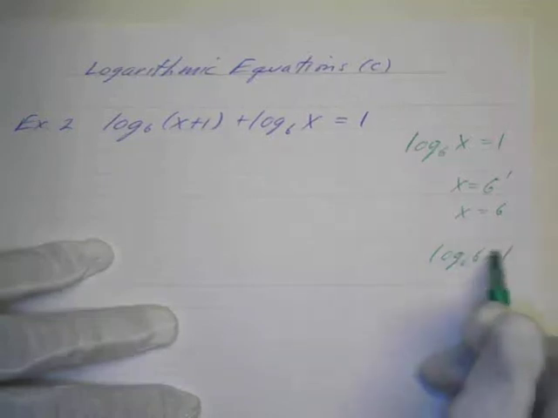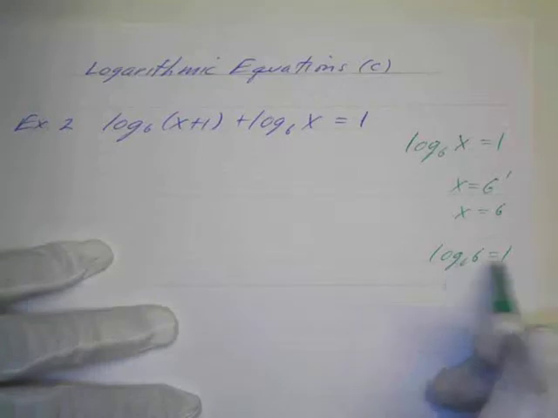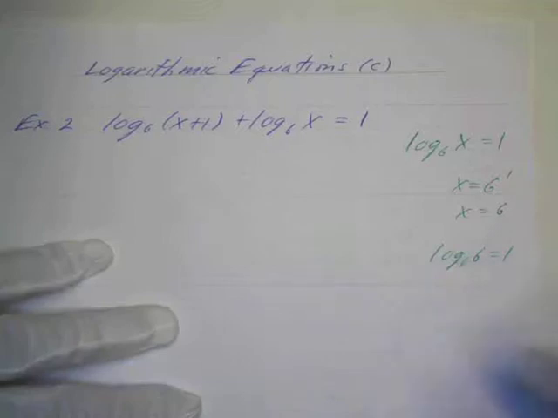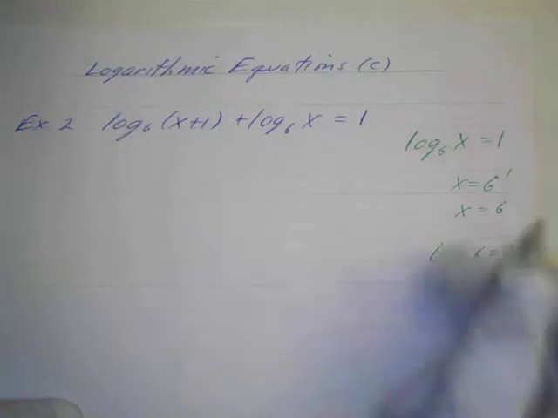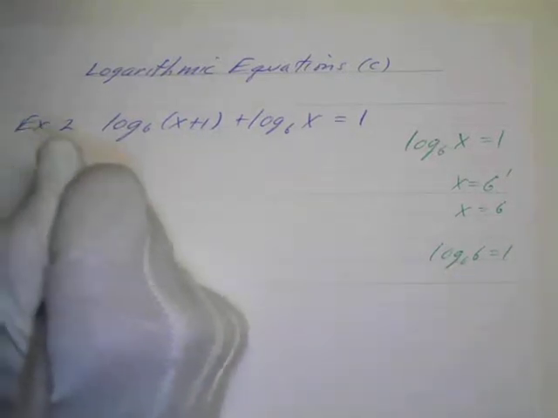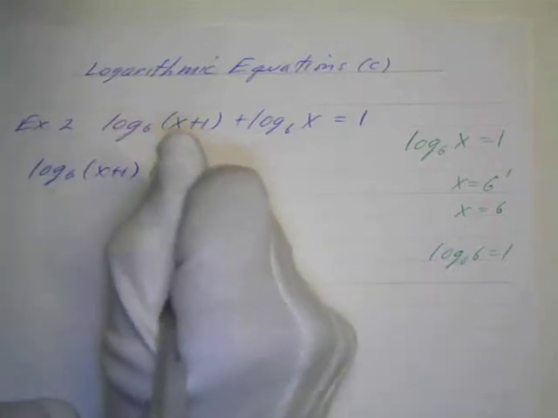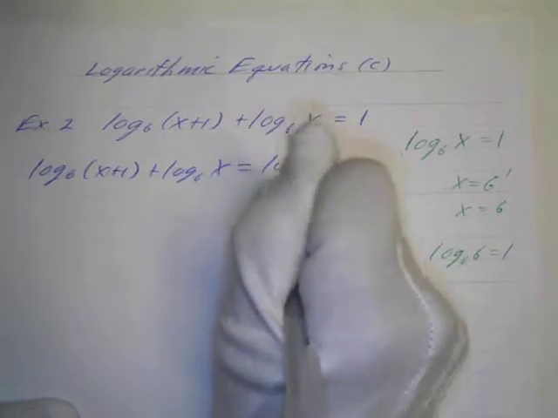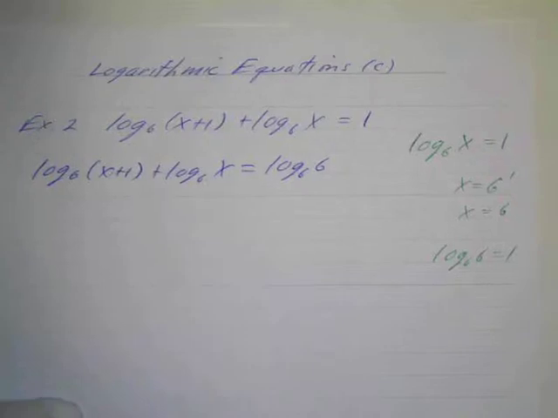In other words, this is the exponent that when I raise 6 to it, I get 6. Well, 6 raised to the 1 is 6. That makes sense. So instead of writing this as 1, I can write this as log to the base 6 of 6, because that's equal to 1, you see. So I'll rewrite this over here as log to the base 6 of x plus 1 plus log to the base 6 of x equals log to the base 6 of 6, which is the same thing as 1. Now I've got everything in log to the base 6.